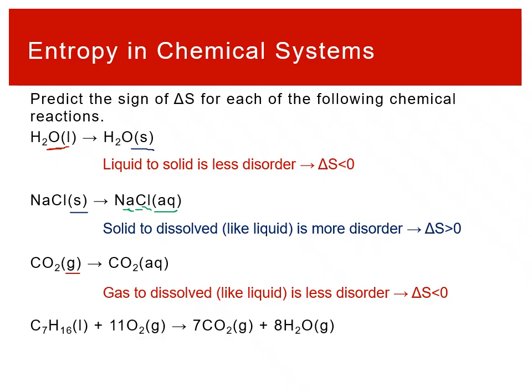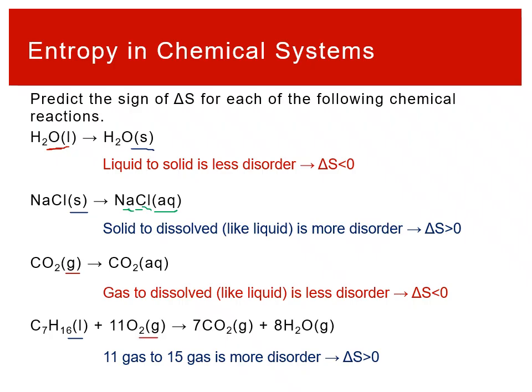If we then look at this last one, I have C7H16 liquid plus 11O2 becomes 7CO2 and 8H2O. So here I have an actual chemical change. This isn't just a phase change. I have liquid and gas reacting to make gas and gas. And that's really what I want to focus in on. I basically look at what is the total change in gas molecules. In my reactants, I have some liquid, so that's relatively low entropy.